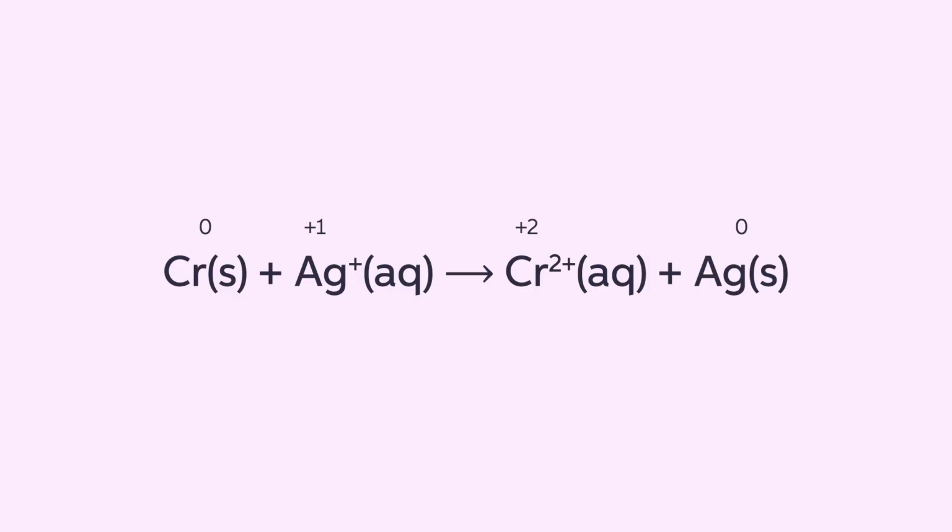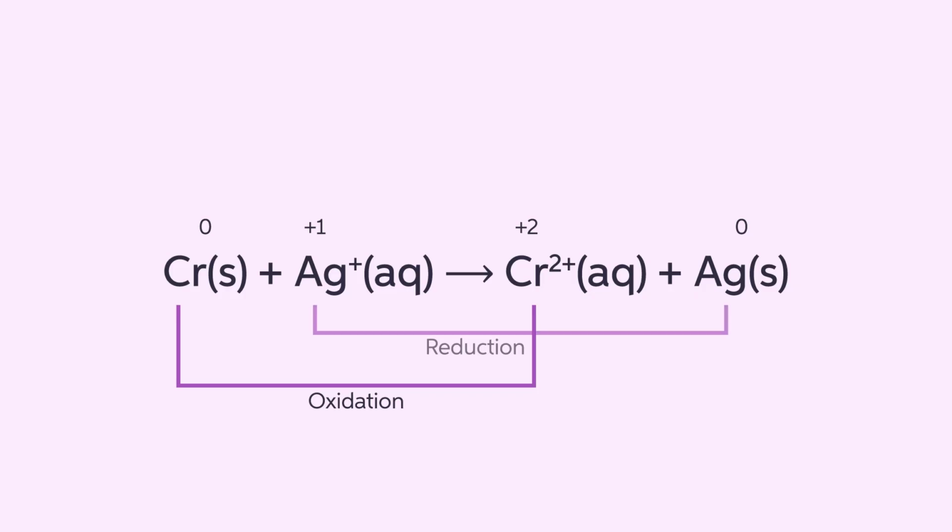With that done, it's time to use the half reaction technique to break down the equation into its reduction reaction and its oxidation reaction. An increase in charge means a loss of electrons, which means chromium is undergoing oxidation, going from an oxidation state of 0 to +2. A decrease in charge indicates that an electron was gained. Silver is being reduced because its charge was reduced from +1 to 0.